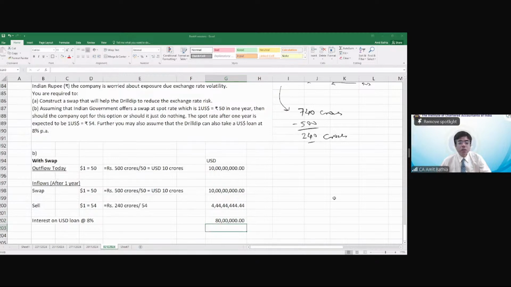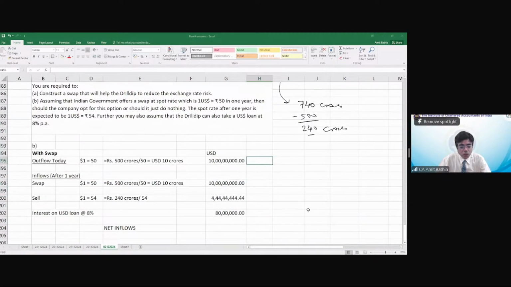So now, please note, this is an outflow. This is inflow. This is inflow. What about interest on USD loan? Is this inflow or outflow? Outflow. This is also an outflow, right? So what is going to be my net inflows?